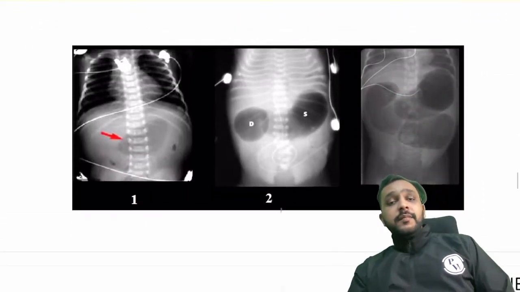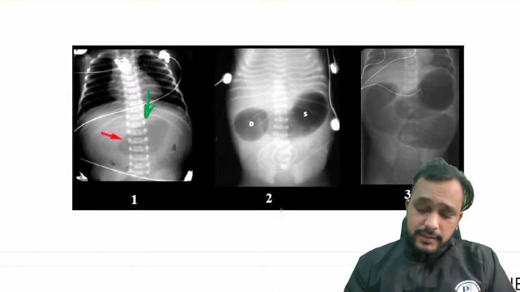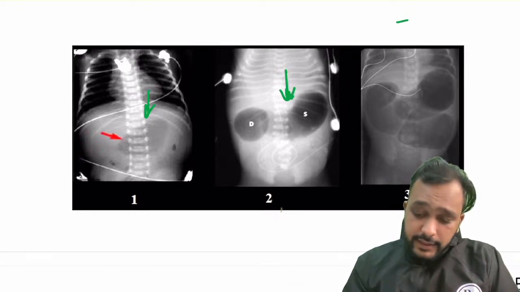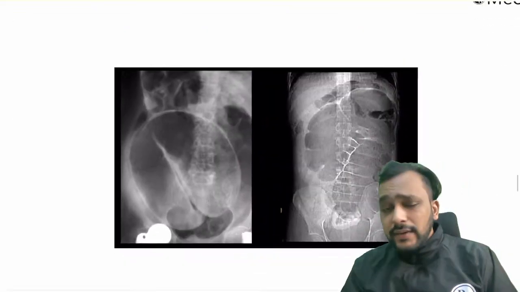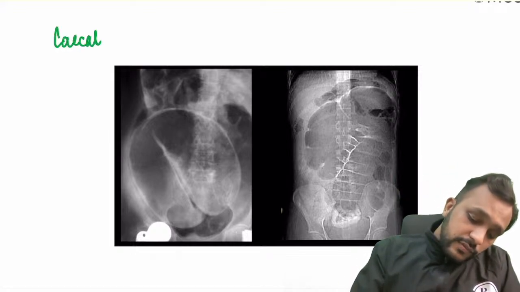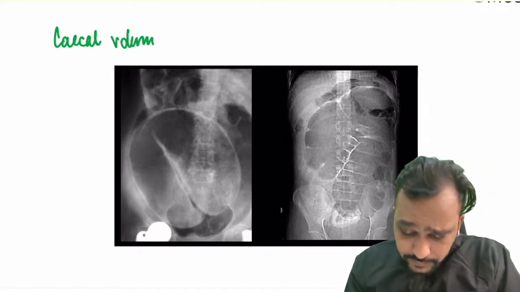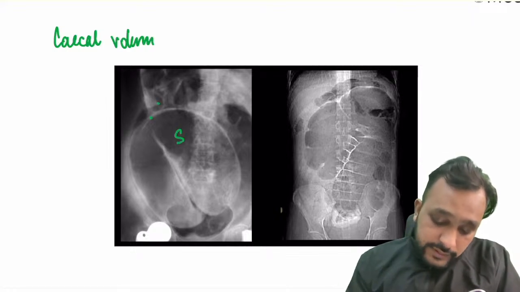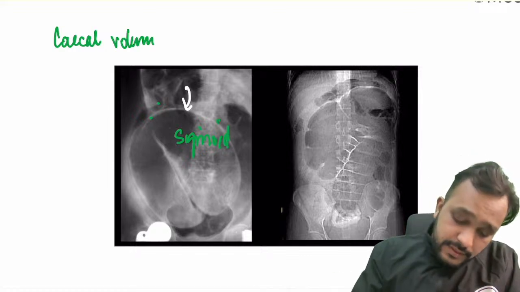Very important images. Single bubble sign seen in CHPS, double bubble sign seen in duodenal atresia, and triple bubble sign seen in jejunal atresia, right? Then you have this coffee bean shaped appearance of the bowel loops. This is seen in cecal and sigmoid volvulus. When it is pointing towards the right upper quadrant, that is mostly due to the sigmoid volvulus. And you can also see that haustrations are absent.